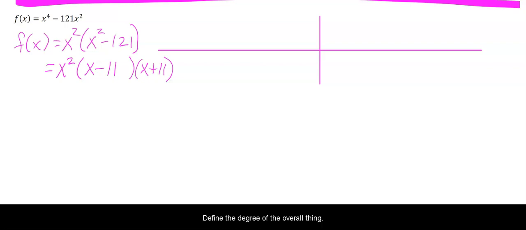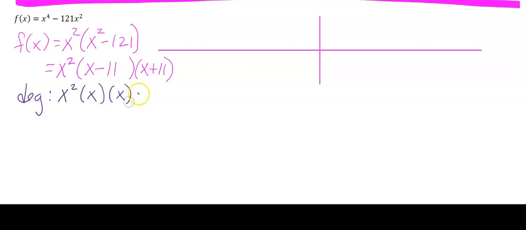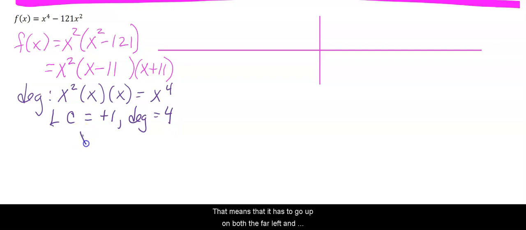To find the degree of the overall thing, let's take the leading coefficient, the top power in each factor, and multiply them together. X squared times x times x will give us x to the fourth. That means that my leading coefficient is a positive 1, and my degree is 4. That means that it has to go up on both the far left and the far right, and it will either wiggle in the middle or get very flat and then go back up.